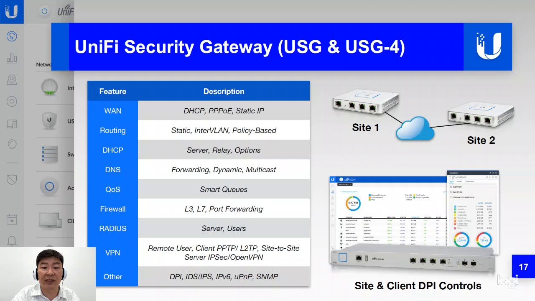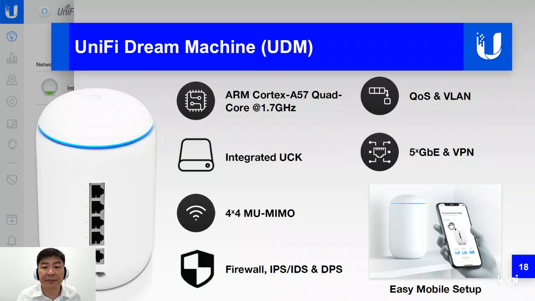It will also work. Now moving forth, with the newly launched UDM, which is the Unified Dream Machine, what you will get is a very powerful quad-core CPU operating at 1.7 gigahertz, and at the same time, it has an integrated Unified Cloud Key. That's to say the controller is built into the machine itself. So you can see this small little capsule. Everything is within this capsule.